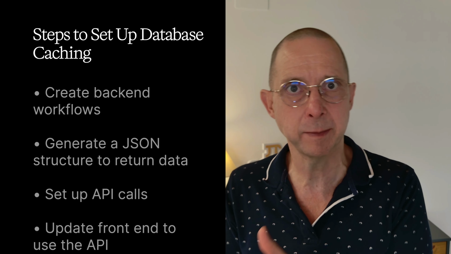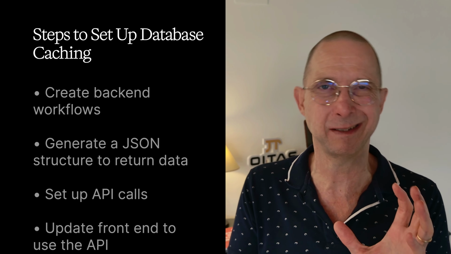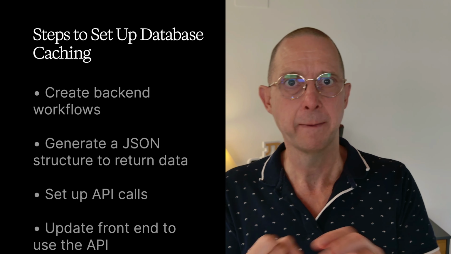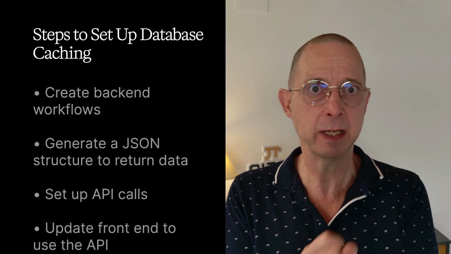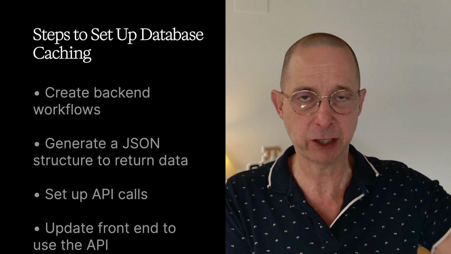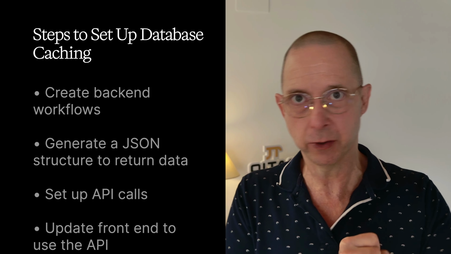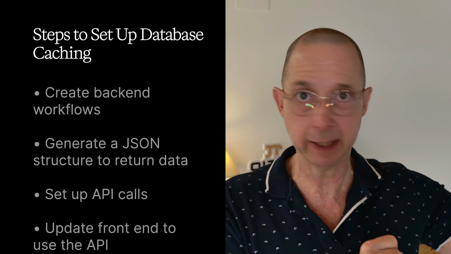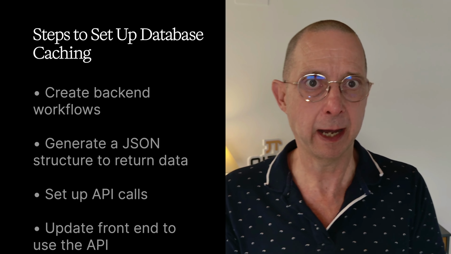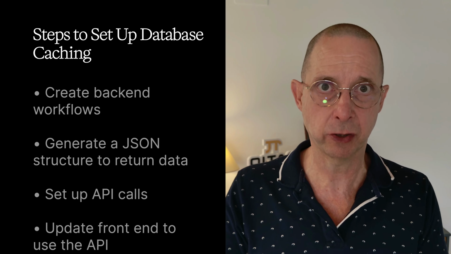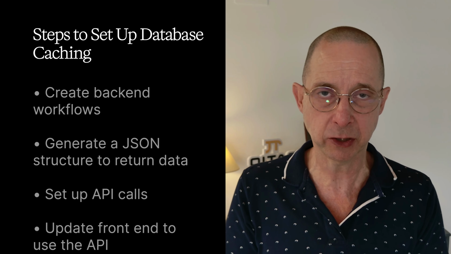This is going to make things different, and it is a unique take on how to handle this. You're going to create backend workflows for each query that you're going to be caching. And that query can be accessing one table or it can be accessing 50 tables. That's up to you. You decide. That backend workflow is going to generate a JSON structure of what you're going to return to the browser.